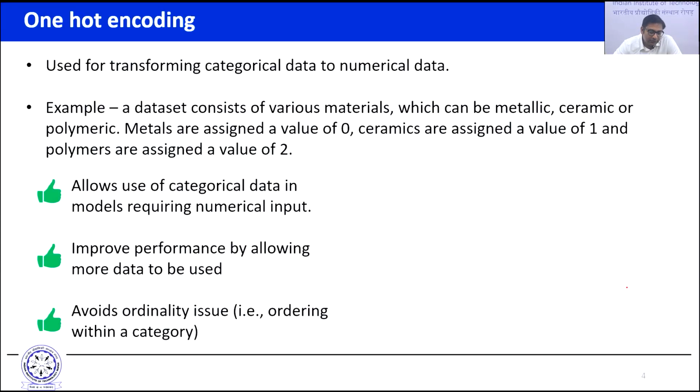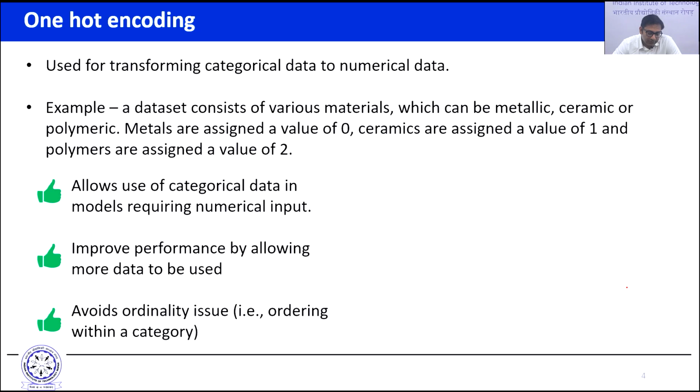Now there are lots of advantages of doing one-hot encoding. The first advantage, of course, is that it is going to allow the use of categorical data in models which require some form of numerical input, because you have already assigned a number to that particular category. And so in essence, this is now going to allow you to use more of the data that is available to you. And that's always a good thing as far as your machine learning model is concerned.